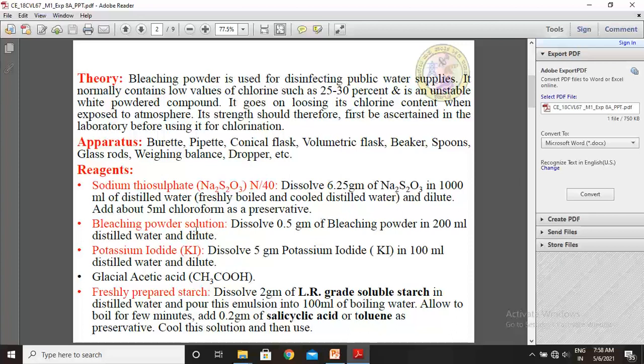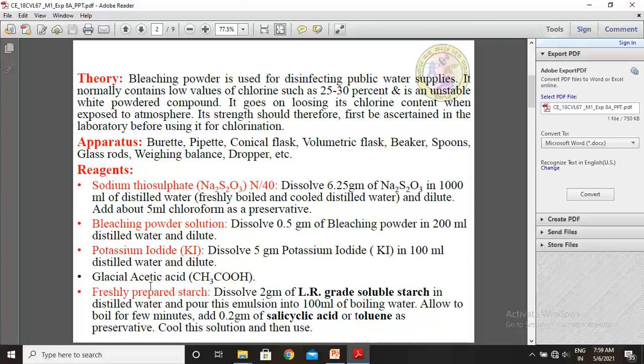Next reagent, bleaching powder solution. How to prepare this? Dissolve 0.5 gram of bleaching powder in 200 ml distilled water and dilute. We are getting bleaching powder solution. Next, potassium iodide reagent. Dissolve 5 gram potassium iodide in 100 ml distilled water and dilute. So we are getting potassium iodide reagent.